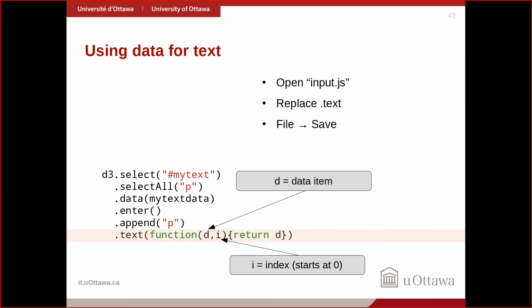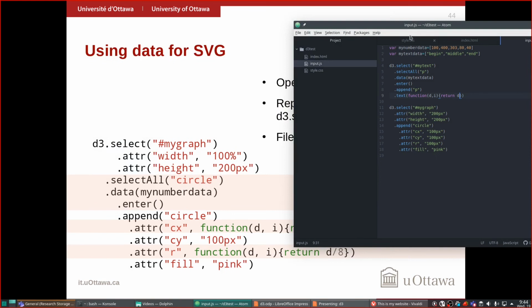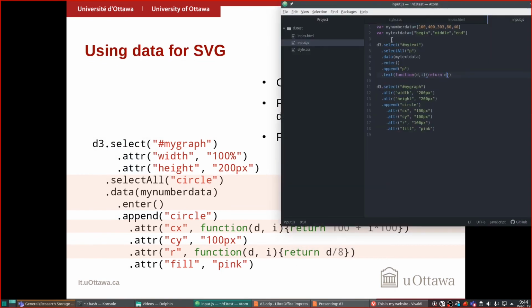So now we're already making dynamic elements based on data, and we can do the same for the SVG. So now we're going to use the other data one, which is my number data, because we want numbers for this one. So we have to make some changes. So we have the attributes, that's all fine, but then we need to say that we're going to work on the circles again. So select all, like before, and then circle. And we need to load the data, my number data, and then we need to enter the data set.